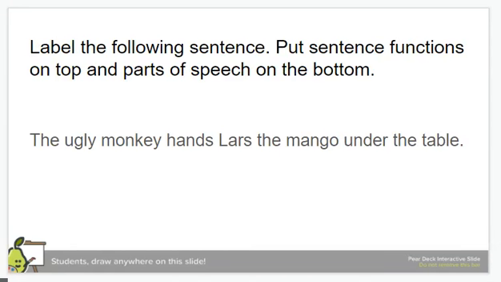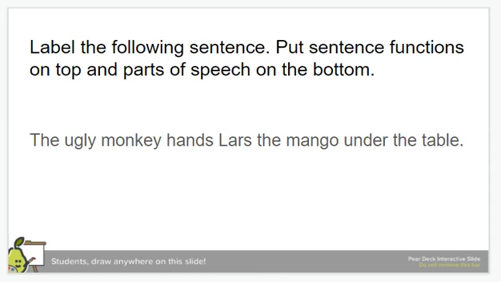Okay, let's take a slightly more complex sentence, which again is really just at core a subject and a verb with a little bit of decoration and a couple other elements here. Okay, first thing is always, let's find the verb. The ugly monkey hands Lars the mango under the table.